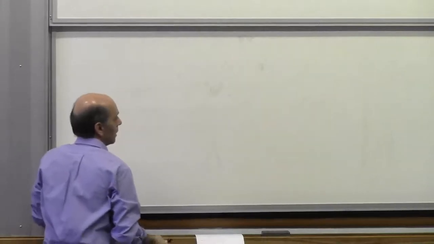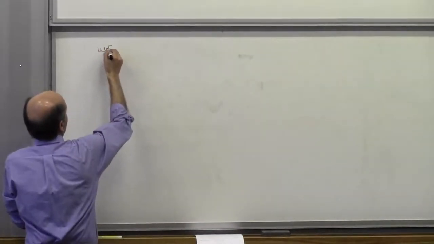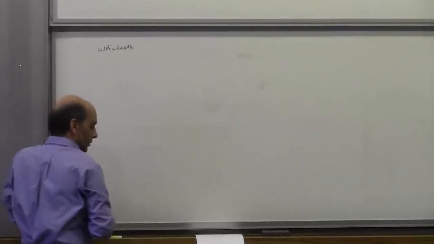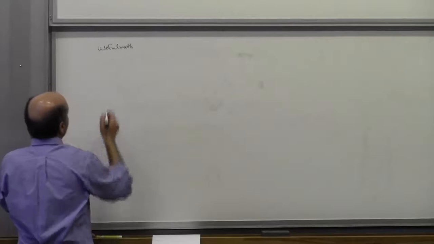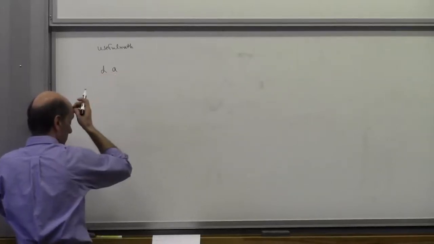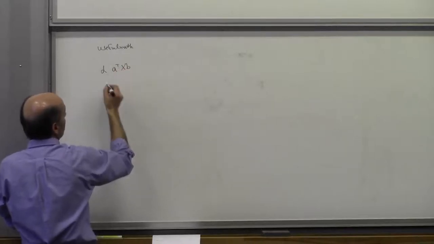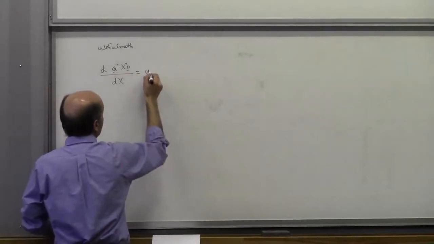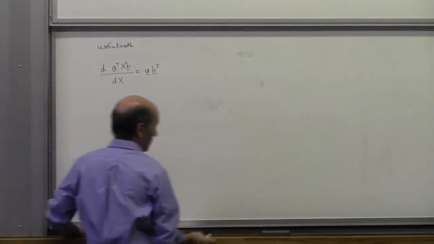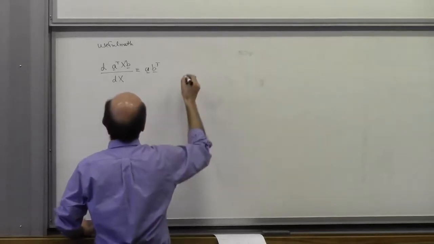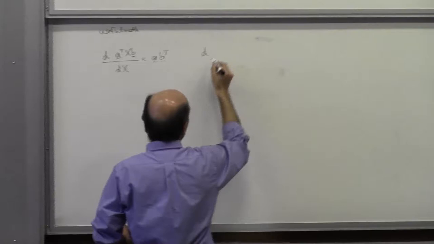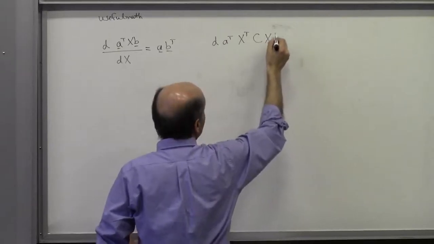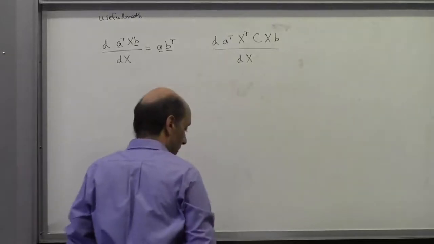on the website, there's a file called Useful Math, and you can link to it. Among the things that are there are how to find derivatives of scalar quantities. For example, the derivative of the quantity a transpose X b, where a and b are vectors, with respect to X is the quantity a b transpose. The other one that we're going to need here is the derivative of a transpose X transpose C X b with respect to X. X is here as a quadratic term.